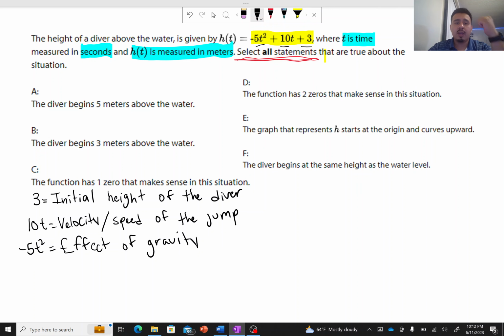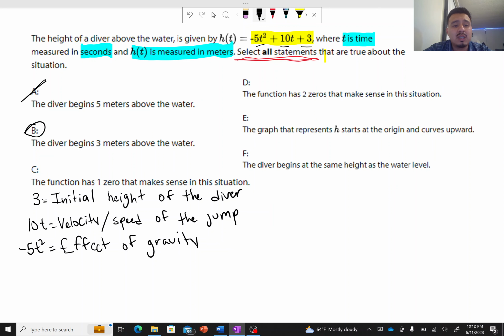So now we can go ahead, pick out the ones that we know are true and pick out the ones that we know are false. Let's look at A. The diver begins 5 meters above the water. Well, I already know based off this portion of my expression that the diver actually begins at 3 meters. So A is false. A is not true. The diver begins 3 meters above water. B is true.